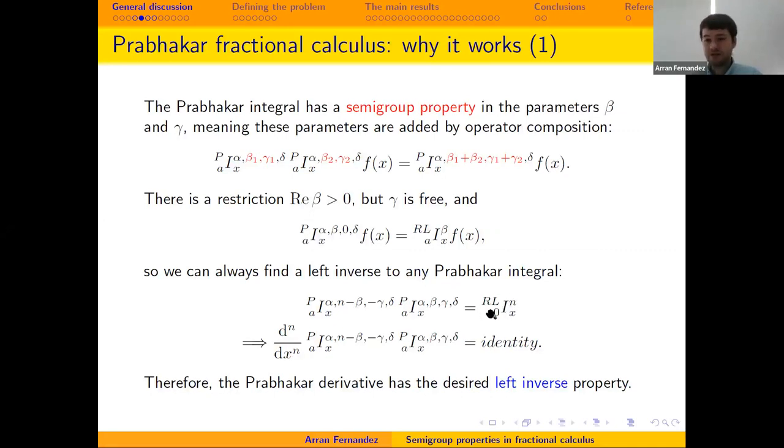This is not even a fractional integral. This is an ordinary repeated integral. And then, sorry, I've written 0 down there. That should be a. It's the constant of integration. We're using a. And then, because the nth derivative of the nth integral is the original function, we get a left inverse like this, identity operator. And if we look at what is on the left there, it is exactly the Prabhakar derivative. So the Prabhakar derivative has the desired left inverse property.